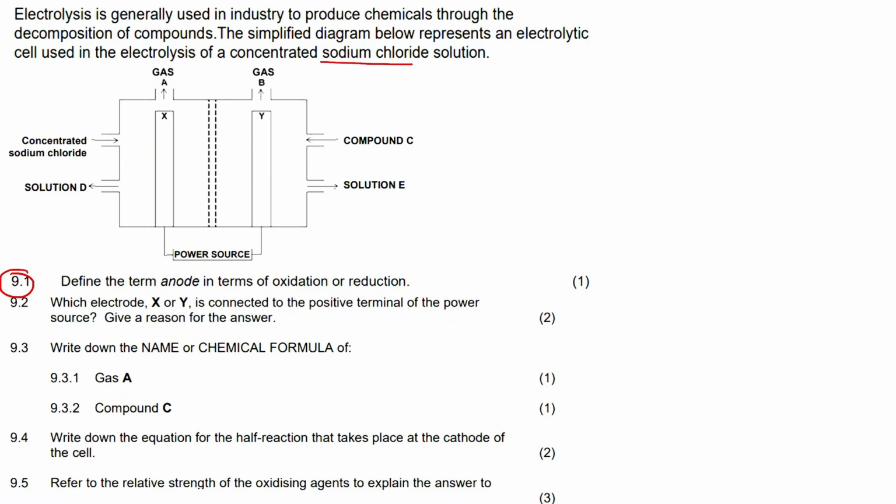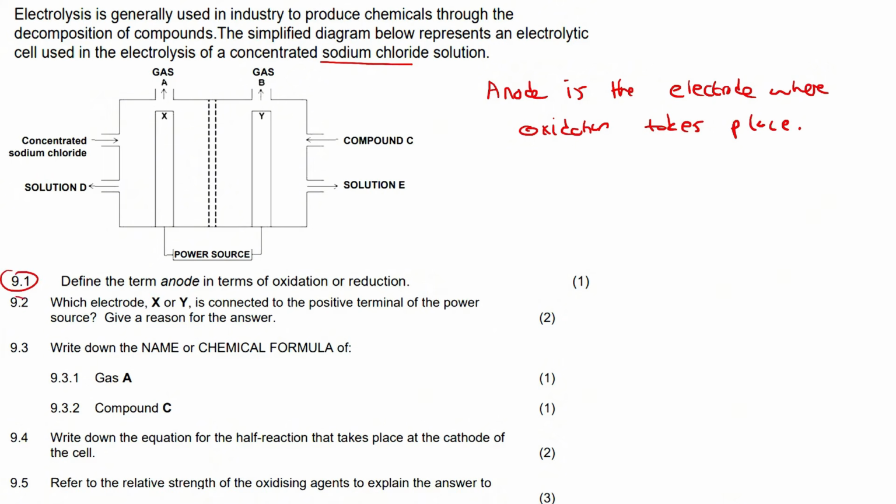Let's see. Define the term anode in terms of oxidation or reduction. Well, we know that the anode is the electrode where oxidation takes place. That's whether we are looking at an electrolytic or a galvanic cell, it doesn't matter. Anode is the electrode where oxidation takes place, and then a cathode is where reduction takes place. Okay, that's done.